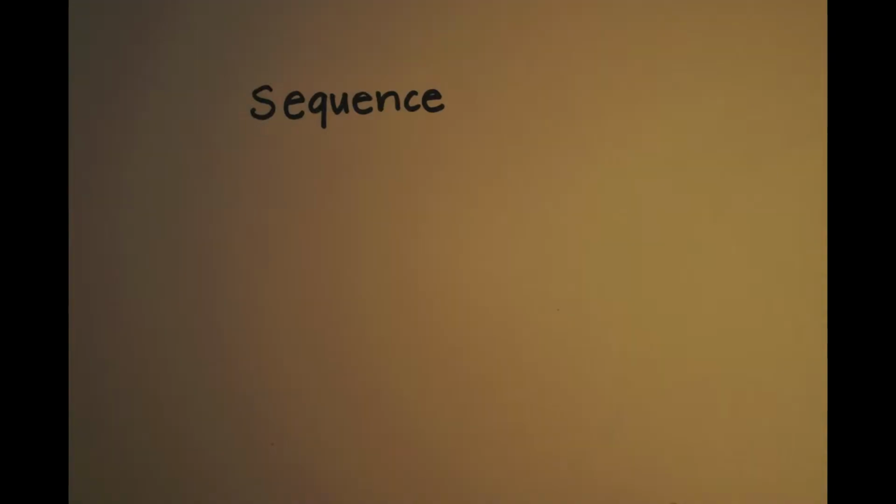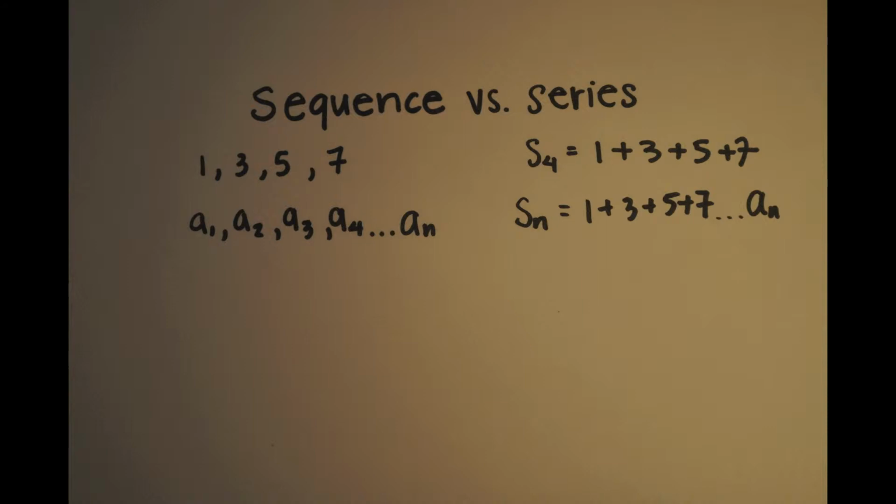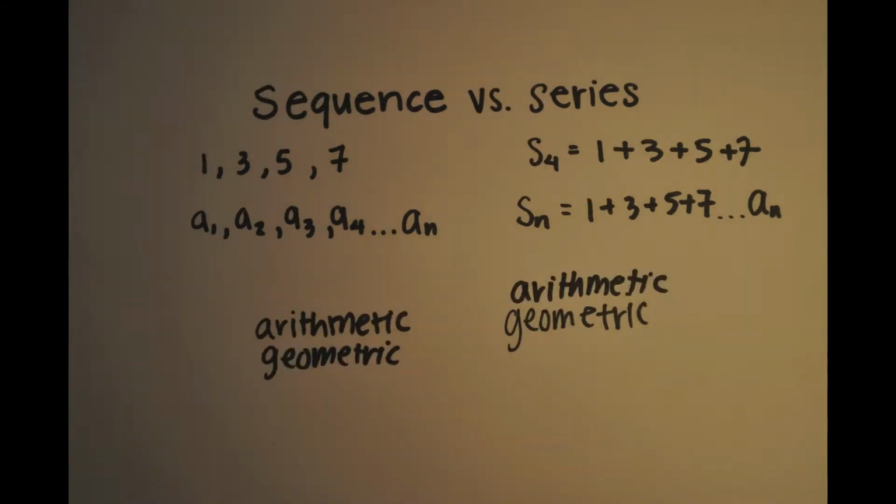There's a difference between sequence and series. A sequence would be like 1, 3, 5, 7, while a series would be like 1 plus 3 plus 5 plus 7. This would be a sub 1, a sub 2, a sub 3, etc., and then a sub n. In the series, it would lead up to a sub n as well. There are arithmetic and geometric sequences in series, but they are not the same.